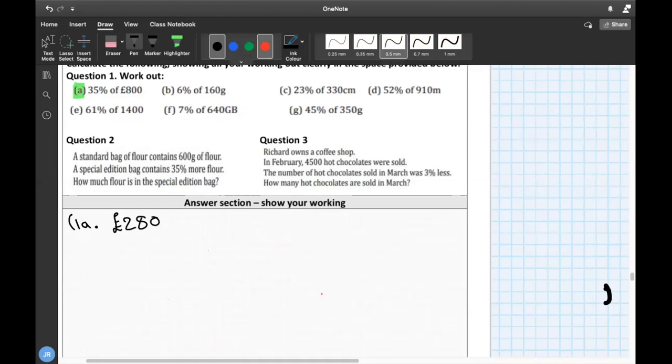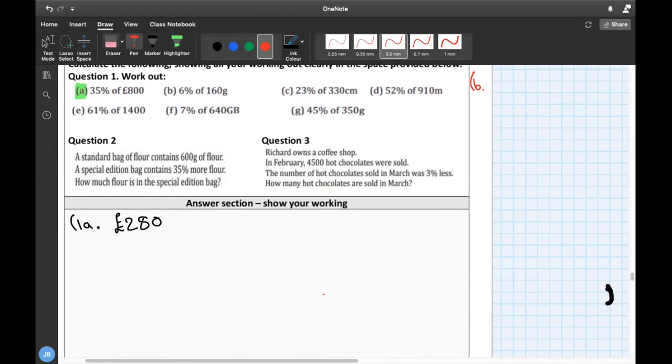B. Do this in red. So B. What was our original amount this time? This time our original amount was 160 grams. It's important to include our units as well. So we had 100% was equal to 160 grams. Okay, I need 6%, so I'm going to go straight away. Let's try 10%.